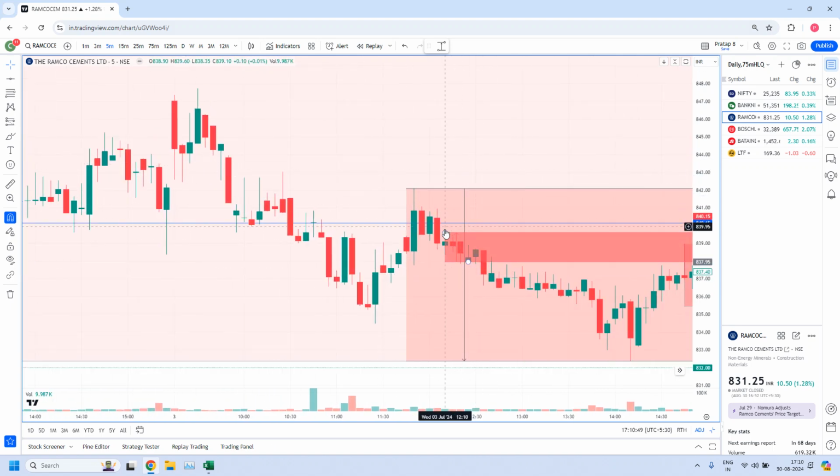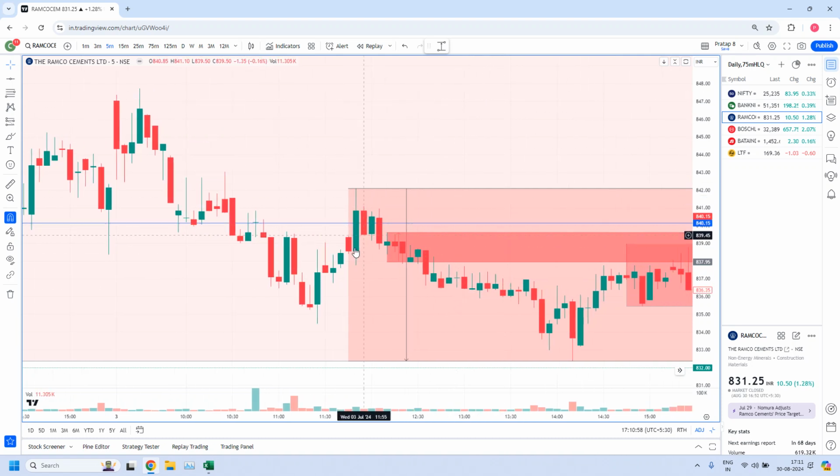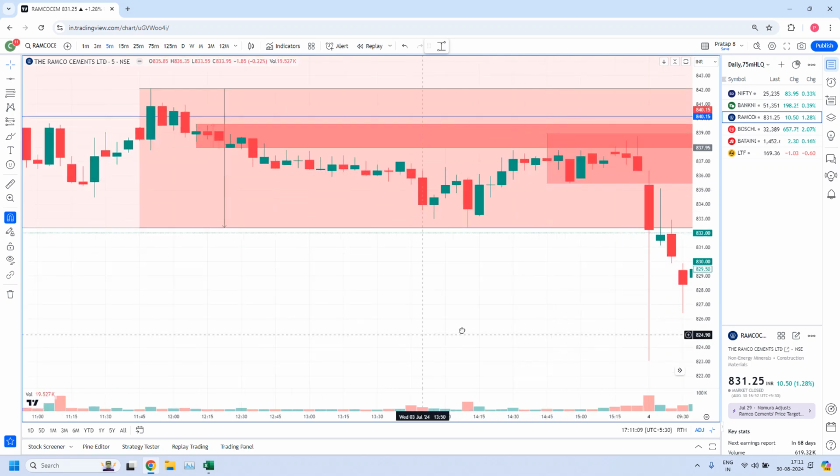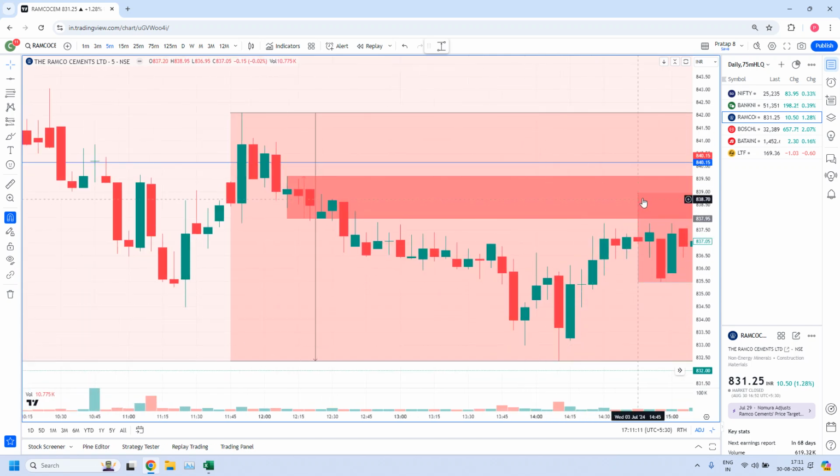See here, we have a drop candle, then 1, 2, 3, 4, 5 base candles, and again a drop candle. See, this 5-minute zone is overlapped with this newly created 15-minute zone. Newly means this one is created first. After that, this 15-minute zone was created. How was it created? It picked up the orders from this zone.